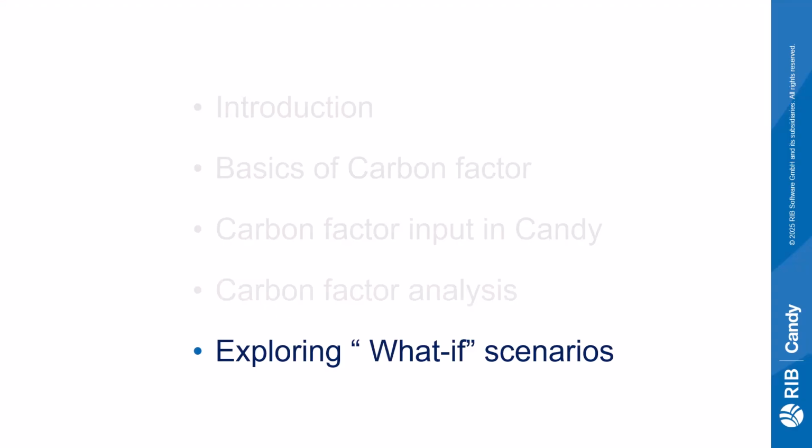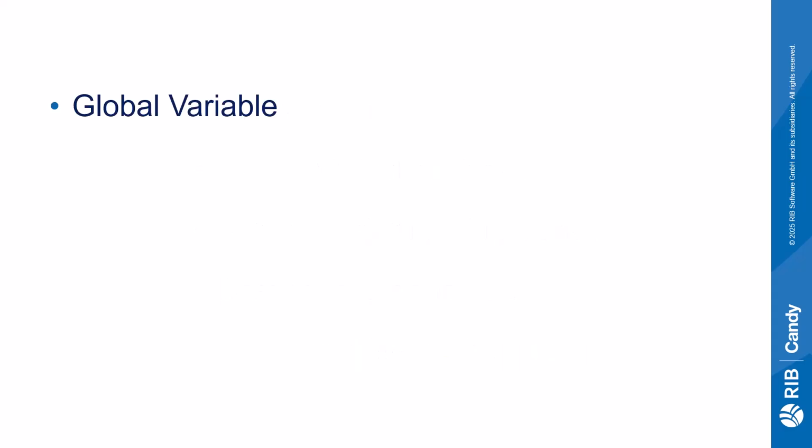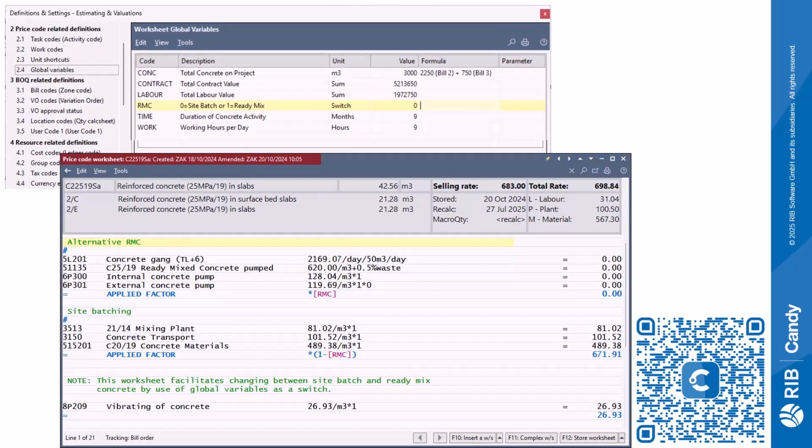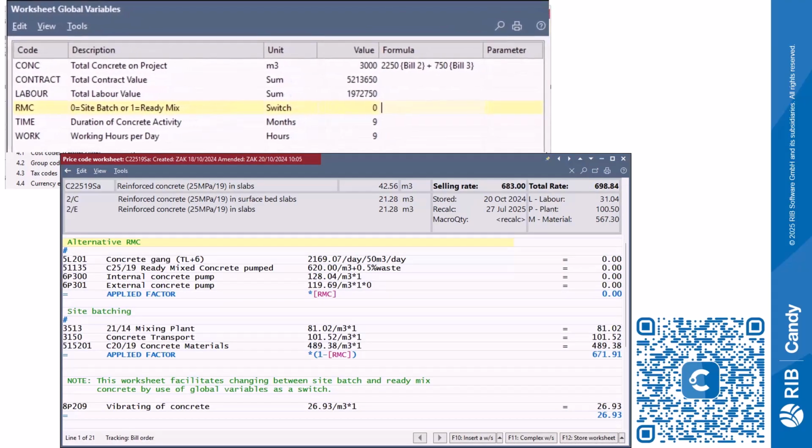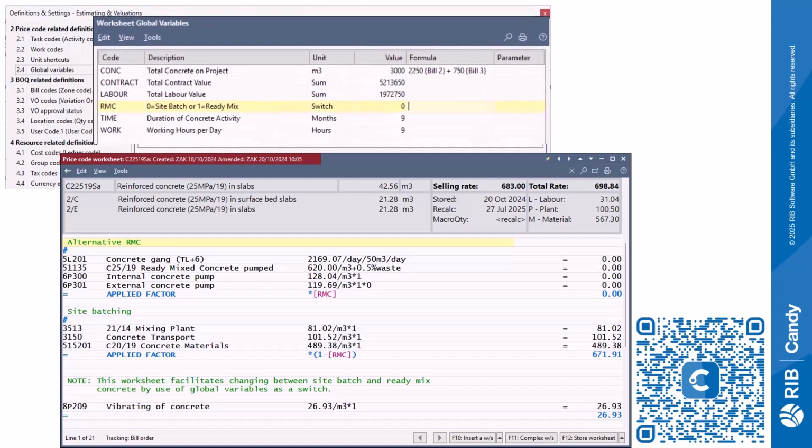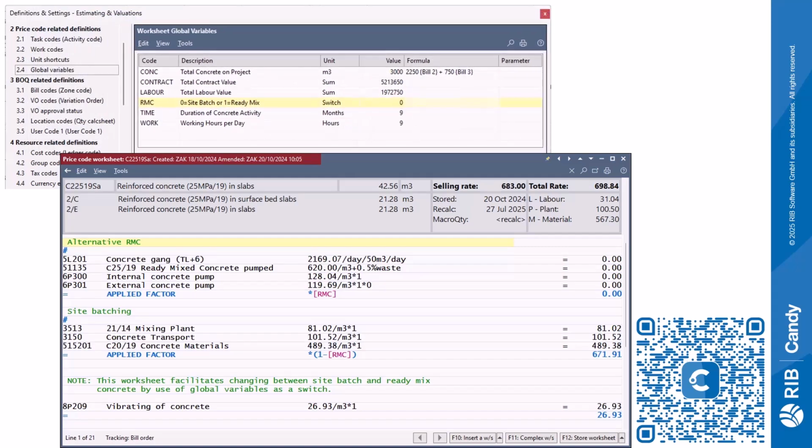resources for minimizing the project's carbon footprint. When analyzing a project, there are several functions you can apply to help reduce its carbon footprint. One particularly useful function is the use of a global variable as a switch to compare alternative construction methods. In this example, we have defined a global variable, RMC, under the price code definitions. This variable acts as a toggle to analyze the difference in both total project cost and carbon footprint when switching between site batching and ready-mix concrete.